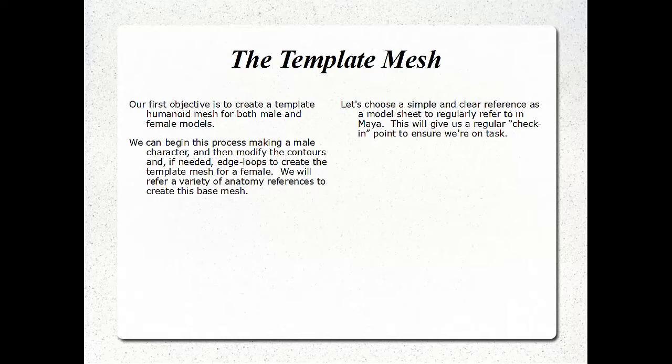We can begin this process making a male character and then modify the contours and, if needed, edge loops to create the template mesh for a female. We will refer to a variety of anatomy references to create this base mesh. It's important that we choose a simple, clear reference as a model sheet to regularly refer to in Maya. This will give us a regular check-in point to ensure that we're on task. And I found something perfect for this job.